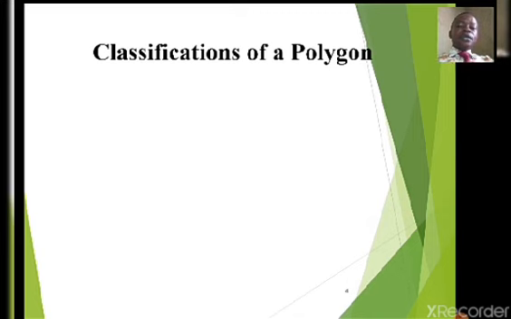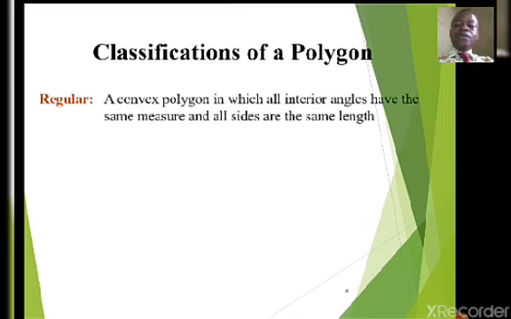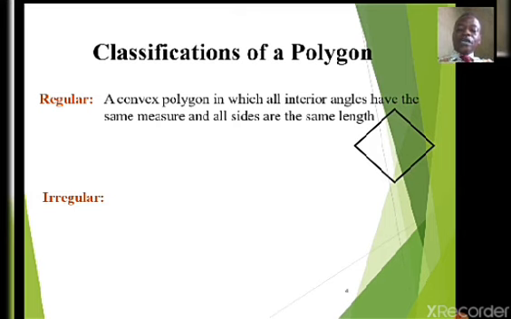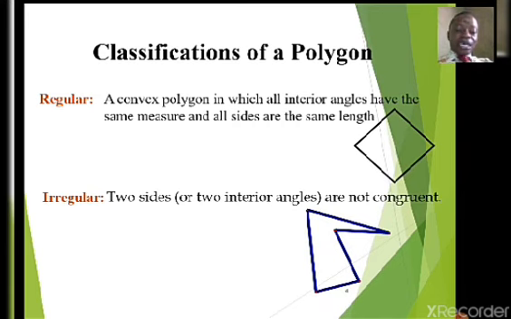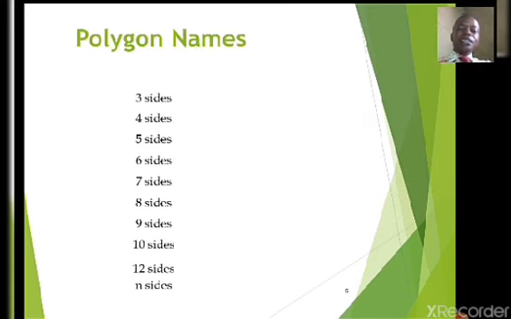Then we also have classification of polygons as either regular or irregular. So what are regular polygons? They are convex polygons in which all interior angles have the same measure and all sides are of the same length. So we can see an example of a regular polygon. Then we have irregular polygons. What are irregular polygons? These are polygons that have two sides that are not congruent, and even their interior angles are not congruent. They are not the same. Then we say they are irregular polygons. We can see the diagram.